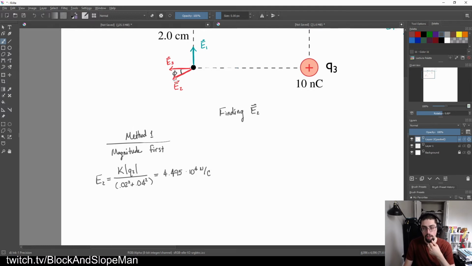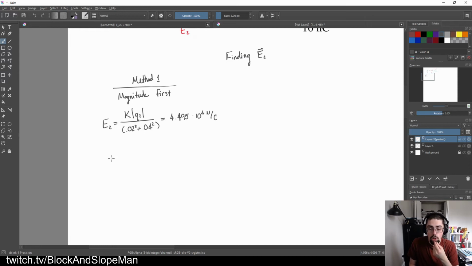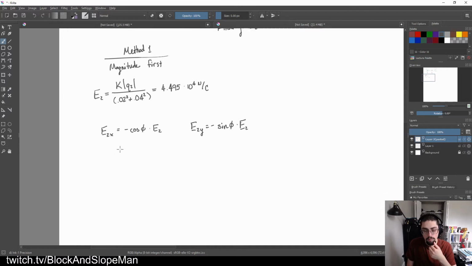But if I look at my picture, I know that I should have negative values for each of those, right? It's pointing down and to the left. So negative x, negative y. So E2, at least the x component of E2, will be negative cosine of phi times E2. The y component, same deal. E2 of y is going to be negative sine of phi times E2. Plug in for both of these values.